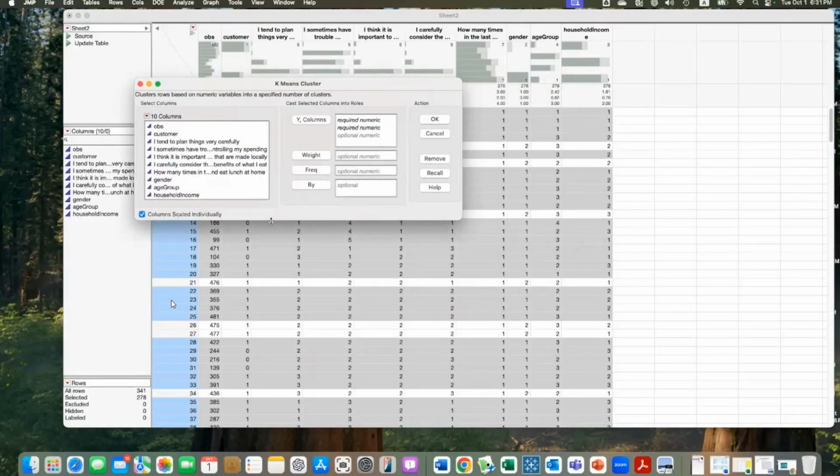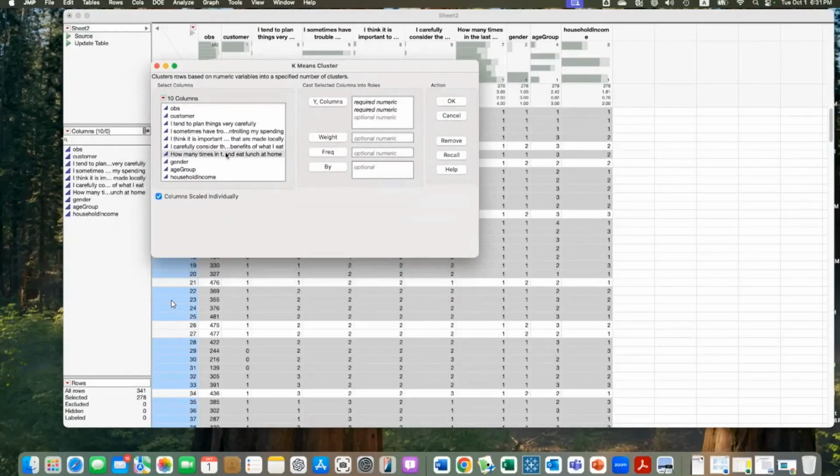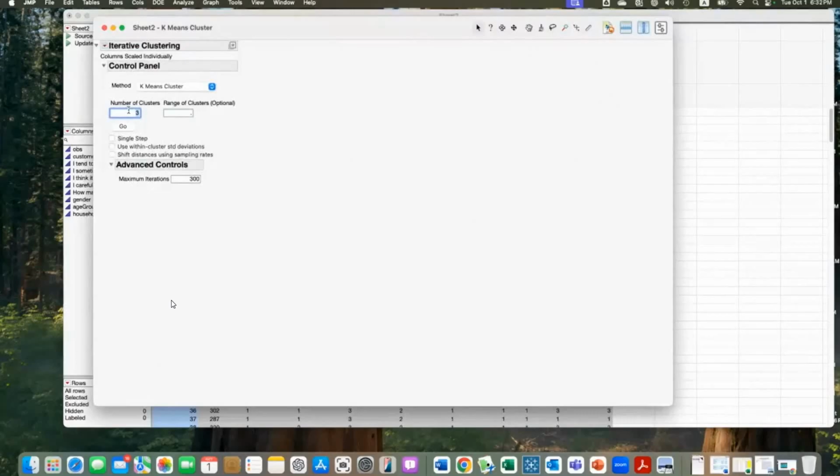So here, let's click the k-means clusters. And this time, I'm going to use the latent variables. So I will choose "I tend to plan things very carefully." So that's one personality. I will see the value. "I carefully consider the health benefits of what I eat" as another one. And I'm going to choose another one. So let's see. Okay, this one: "It's important to have food made locally." So I have 3 variables for cluster analysis. First, I will try using 4 clusters, okay?